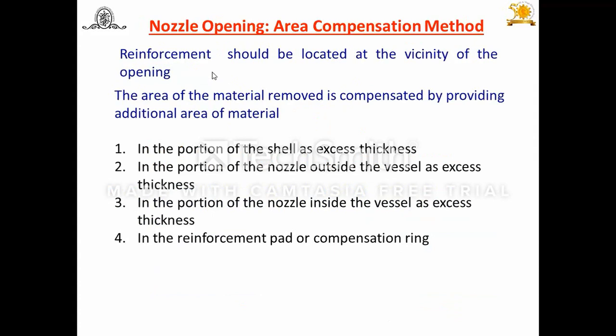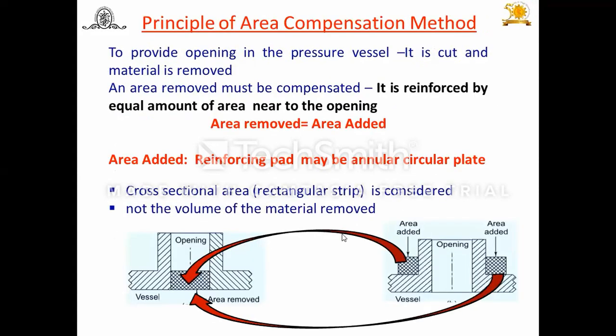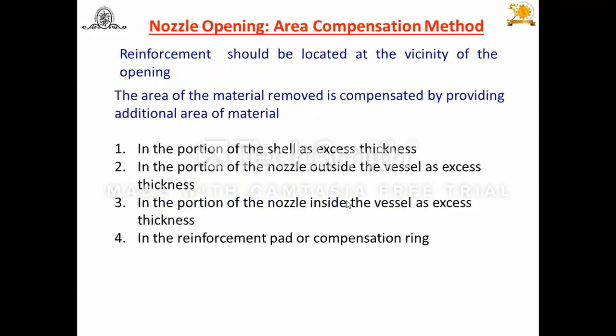Look at this here. Now take the example of a nozzle. A nozzle is one of the openings used in a pressure vessel, and how do we design this nozzle opening by the area compensation method? Again, an important thing here: the reinforcement pad or material added should be located in the vicinity of the opening. Look at this diagram. It's an opening, and the cut part is in the vicinity of this opening.